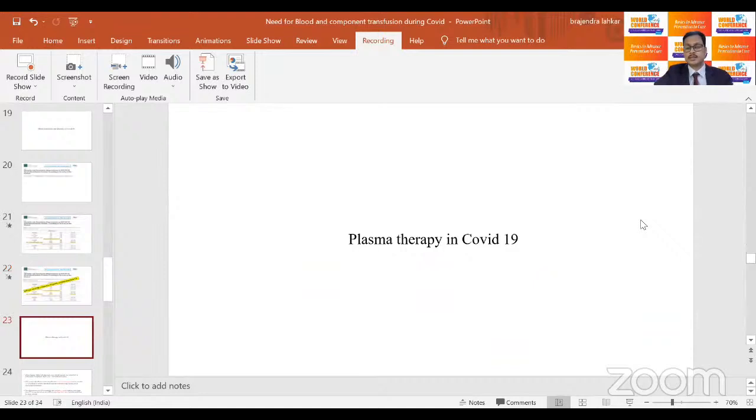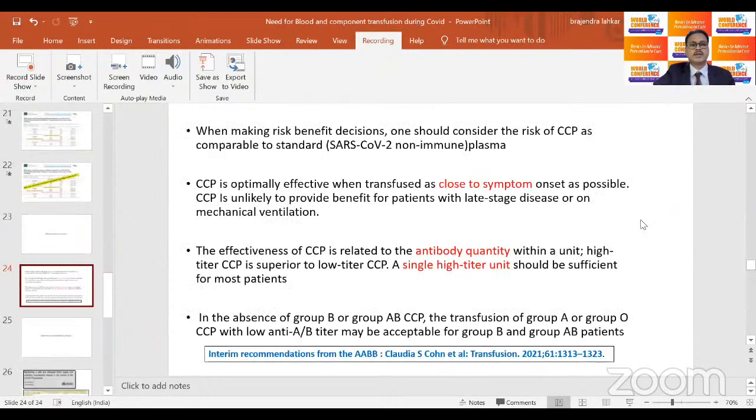Many a time the blood component therapy, the plasma therapy in COVID-19, is the main reason where transfusion in COVID patients was slightly higher. When making a risk-benefit decision, one should consider the position statement and interim recommendations by the American Association of Blood Banks. They say the risk of CCP should be compared to standard plasma. CCP is optimally effective when transfused as close to symptom onset as possible. CCP is unlikely to provide benefit to patients with late-stage disease.